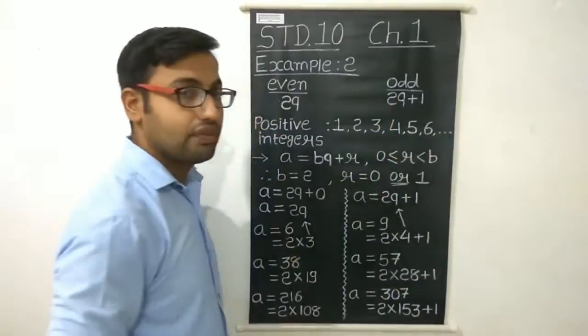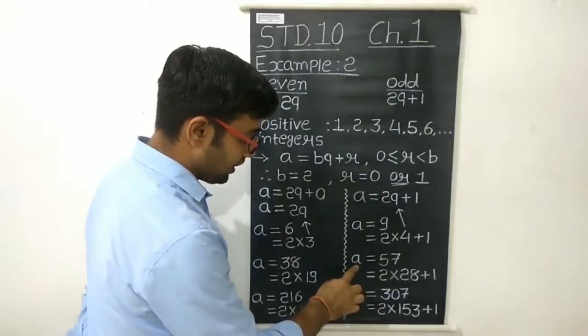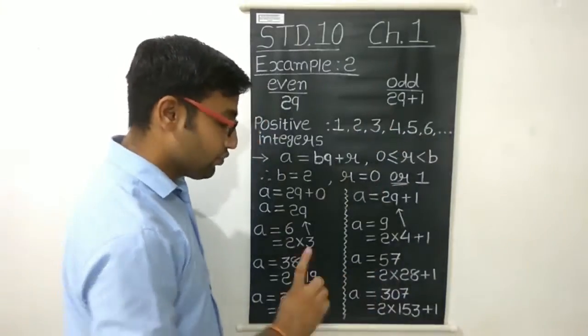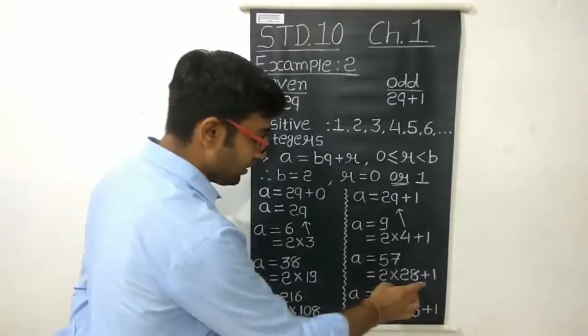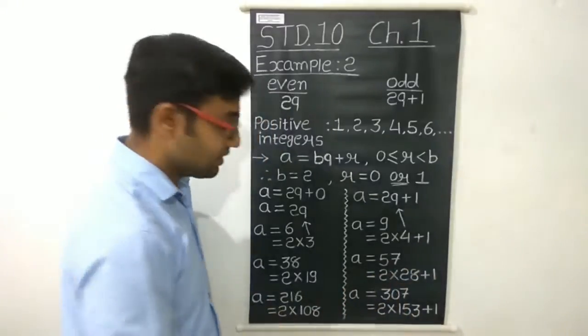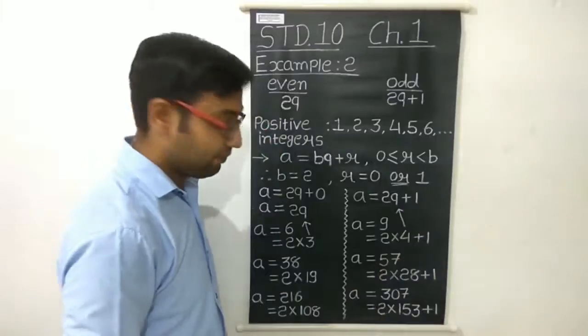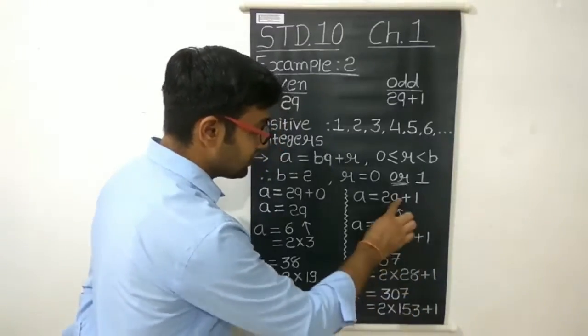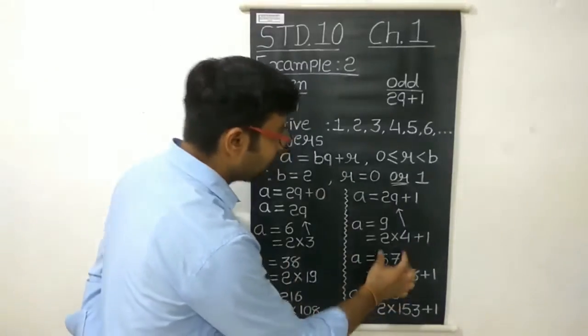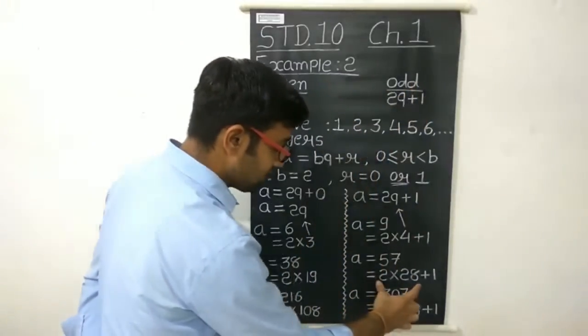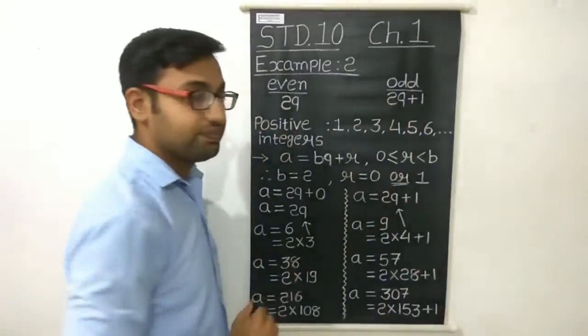Take one other example. Let's take a is equal to 57. We can write 57 as 2 into 28 plus 1, because 28 twos are 56, plus 1 is 57. What is 28? 28 is again q, some integer. 57 is an odd number. We represent 57 in the 2q plus 1 form.